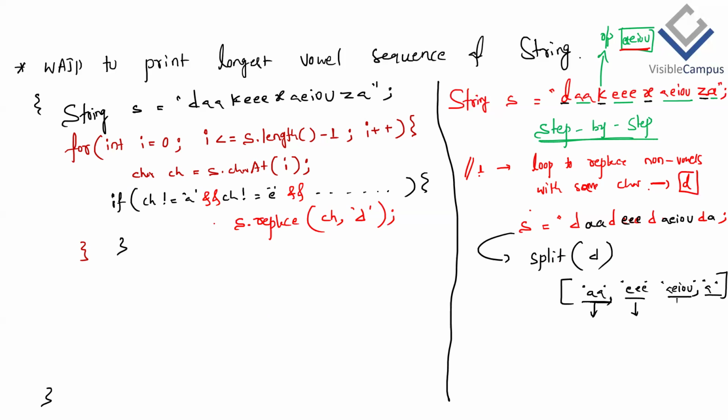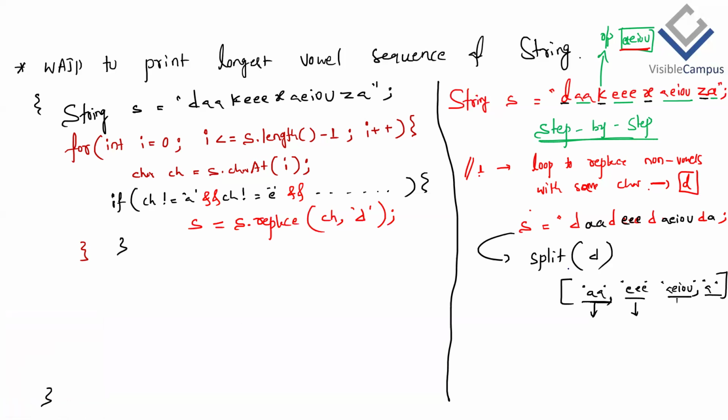Then since a string is immutable, assign that result back to S every time. Otherwise, the original one will be as it is, and we can't implement the logic. Got it? The first point. All of you. So once it is done, what is the next step?